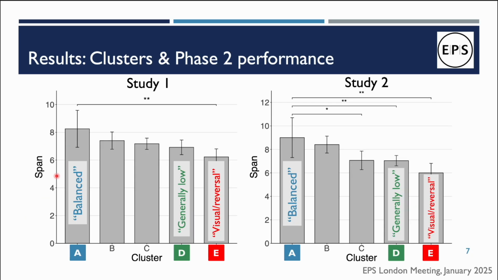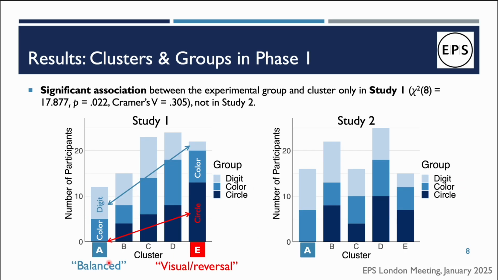In both studies, the balanced cluster demonstrated the highest performance, while the visual or reversal clusters demonstrated the lowest performance. In the balanced clusters, there was no one from the circle group, while in the visual or reversal cluster, the circle group had a higher count than expected.